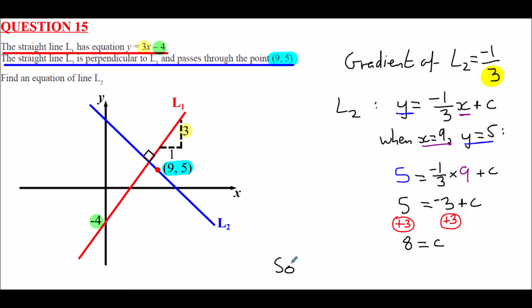Therefore, we can work out what the equation of L2 is. We know its gradient is minus 1/3. We know its y-intercept now is 8. So L2 is y equals minus a third x plus 8. And we've now cracked it.